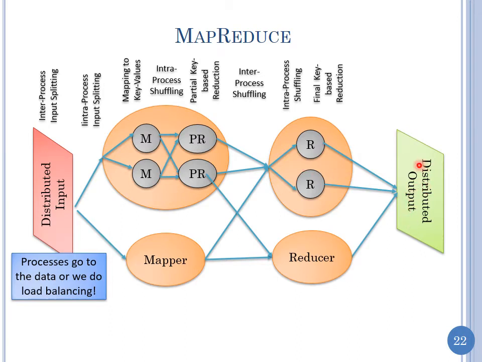What does distributed output mean? Think of each process creating a separate file, and think of all of those files being in a single directory. That directory has distributed files, so that directory stands for the whole distributed output. That's what I mean by distributed output.